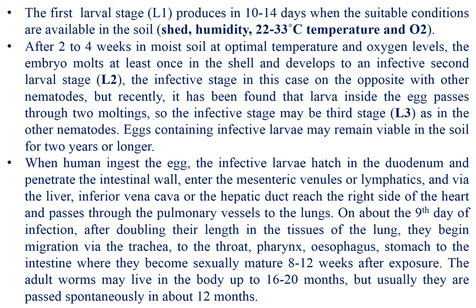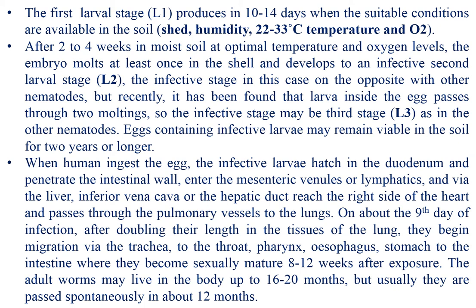When humans ingest the egg, the infective larvae hatch in the duodenum and penetrate the intestinal wall, enter the mesenteric venules or lymphatics, and via the liver, inferior vena cava, or the hepatic duct, reach the right side of the heart and pass through the pulmonary vessels to the lungs.